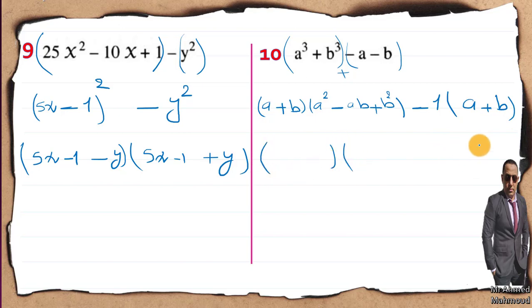two brackets like this. The first bracket I will write a plus b, which is the common factor. In the second bracket I'm going to write the remainder, a power of 2 minus ab plus b power of 2 minus 1.